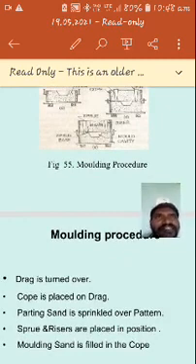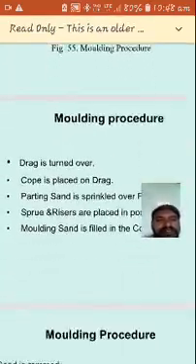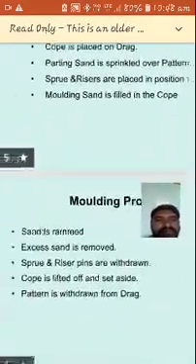After casting, you can send it for inspection, or you can go for a machining operation to bring it to the exact sizes and accuracy. This process is called the molding process. So it is very simple.